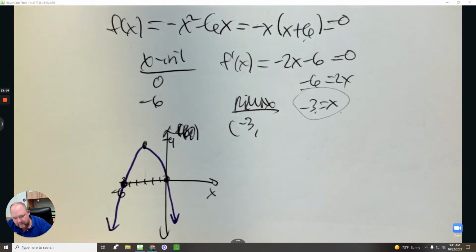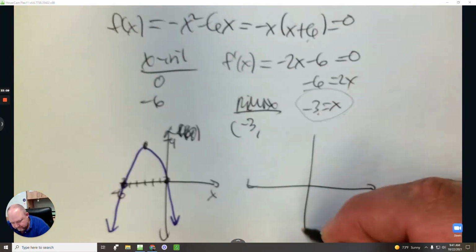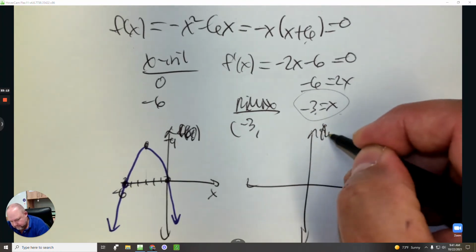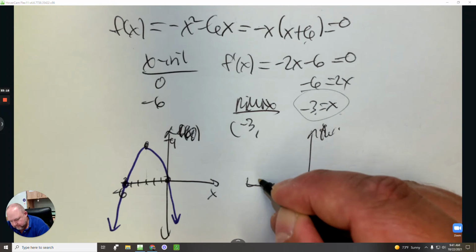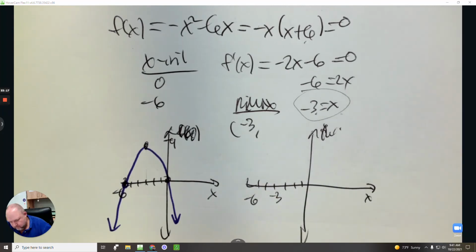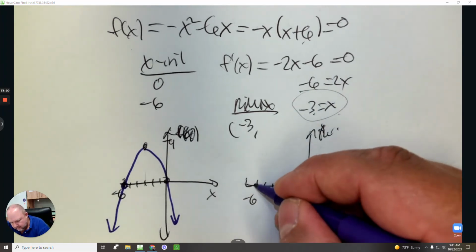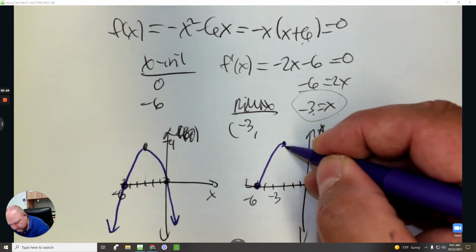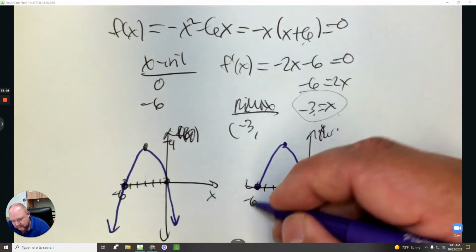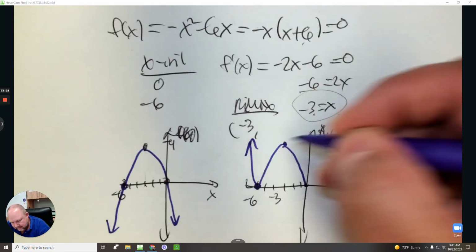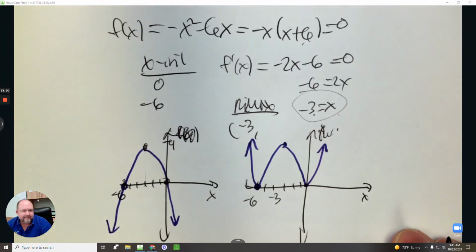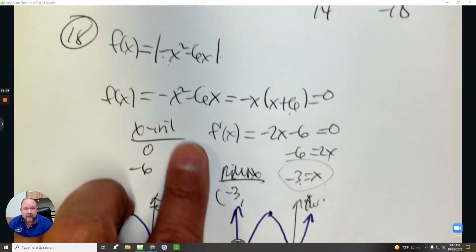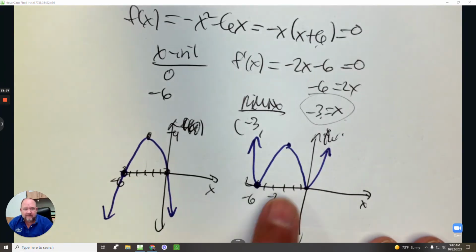So when I graph with the absolute value bars, this part of the graph stays the same, but the part that's below is now reflected up, and this part is reflected up. So that's what it looks like when you put the bars down. So when you have absolute value bars, graph it without the bars, and then reflect, and you have the graph.